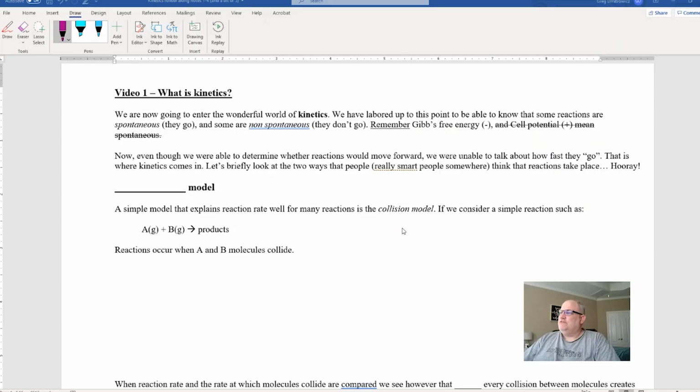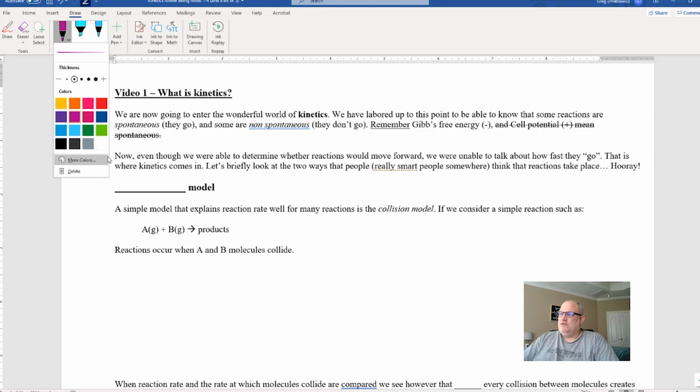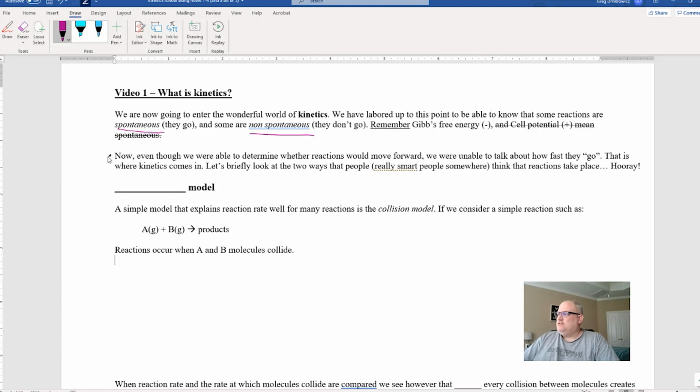Today what we're going to do is an introduction into kinetics. So what is kinetics? Well, it's essentially determining how fast reactions go. So let's take a look at the notes here, and let me remind you of a couple things that we talked about before. Last unit we talked about something being spontaneous or non-spontaneous, and what that meant was the reaction either went or it did not go. And that's due to Gibbs free energy.